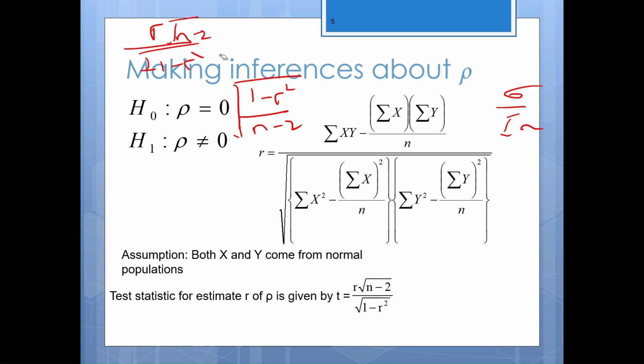If you want, you can just write it as it is here, r divided by this. It's the same thing anyway. So that's an alternative way of writing it down. So that follows a t distribution.